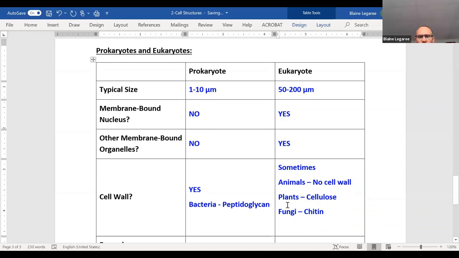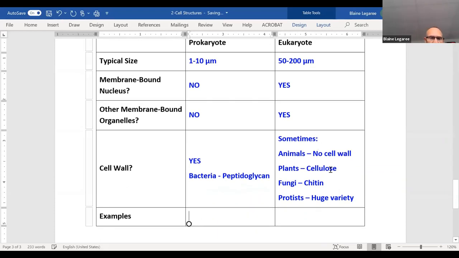I'm also going to talk about protists. I haven't really discussed what a protist is quite yet, but we'll get there in a few minutes. I'm just going to say huge variety here. Protists are kind of a funny group of organisms. Some of them have cell walls, some of them don't have cell walls. Some of them have cellulose, some of them have chitin. A lot of them have weird things that you don't see anywhere else in the biological world.